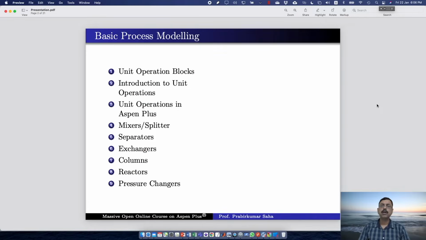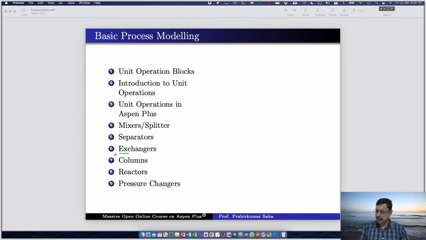Welcome to the massive open online course on Aspen Plus. To continue with this lecture series on basic process modeling, today we will discuss the columns.